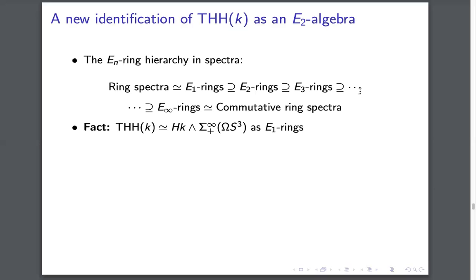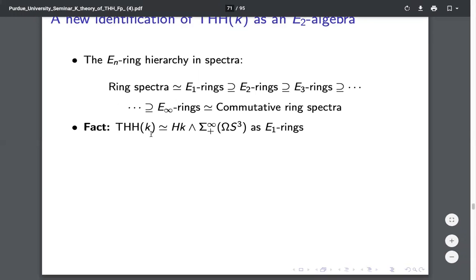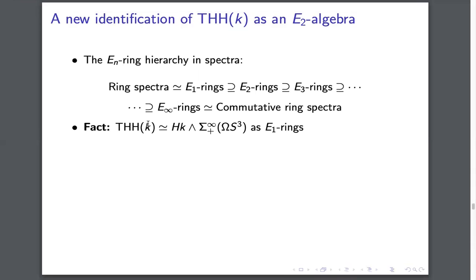And so we already know THH of K is actually a commutative ring spectrum, right? Because K is a commutative ring spectrum, it comes from the formality that THH of K is a commutative ring spectrum. So in particular, it's an E_k ring spectrum for each k. So we immediately have this identification of THH of K as an E1 algebra.